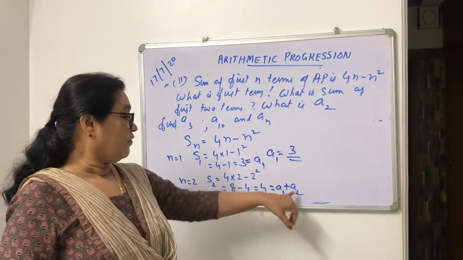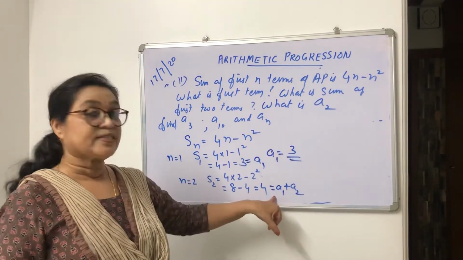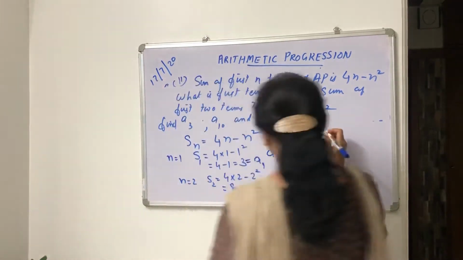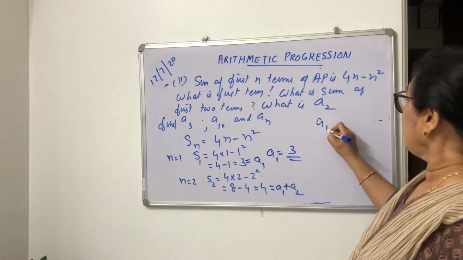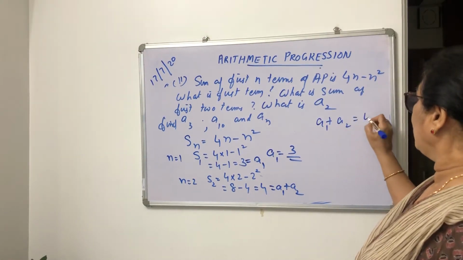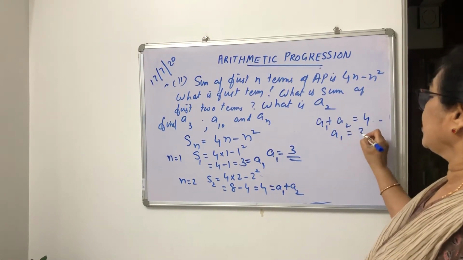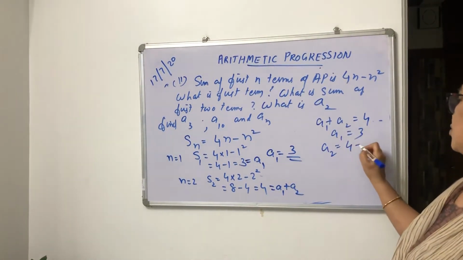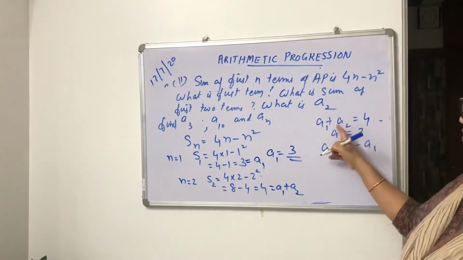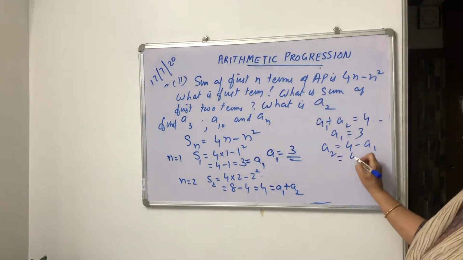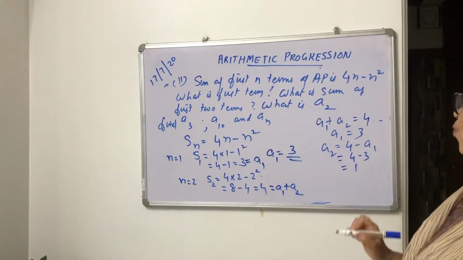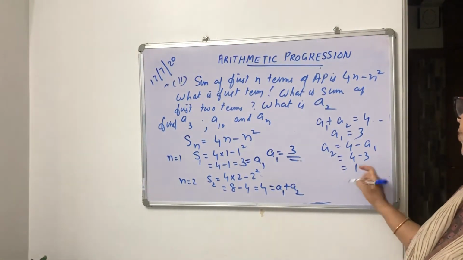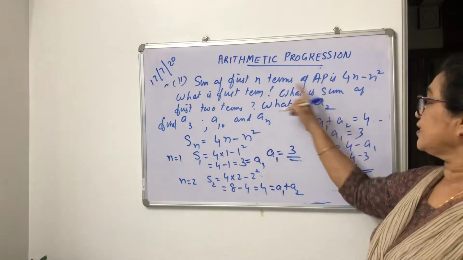So you have A1 plus A2 is 4 and A1 is 3. Can you find out the second term A2? Here A1 plus A2 is 4, A1 equal to 3. So what is A2? A2 is equal to 4 minus A1. This A1 to this side, that is 4 minus 3 is 1. So A1 is 3, A2 is 1. That is the second term.